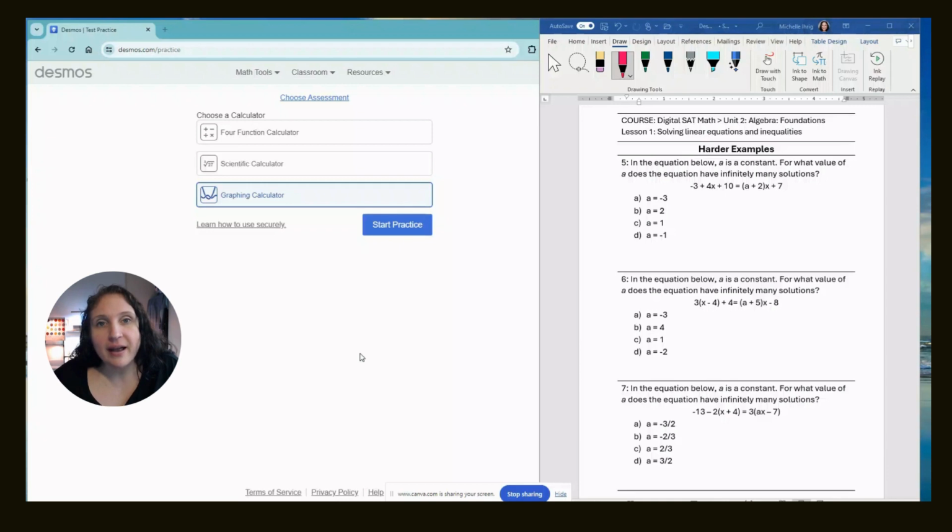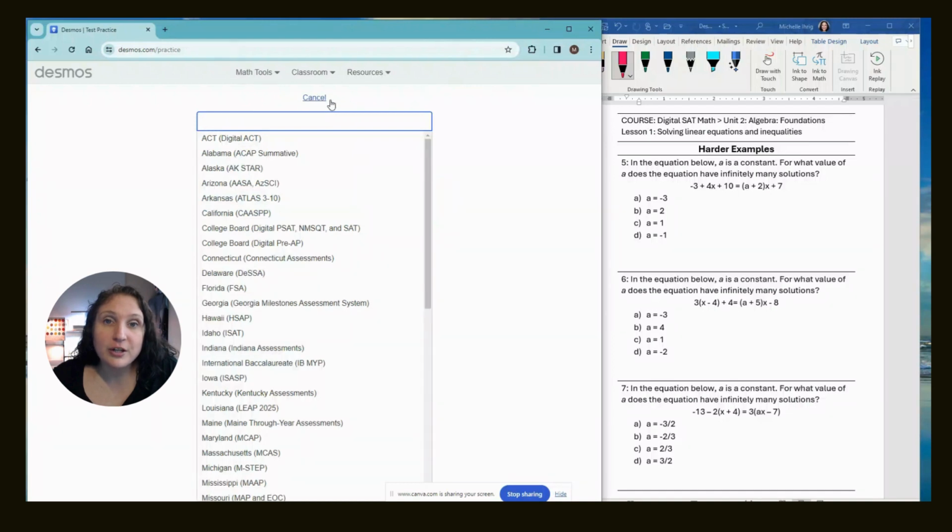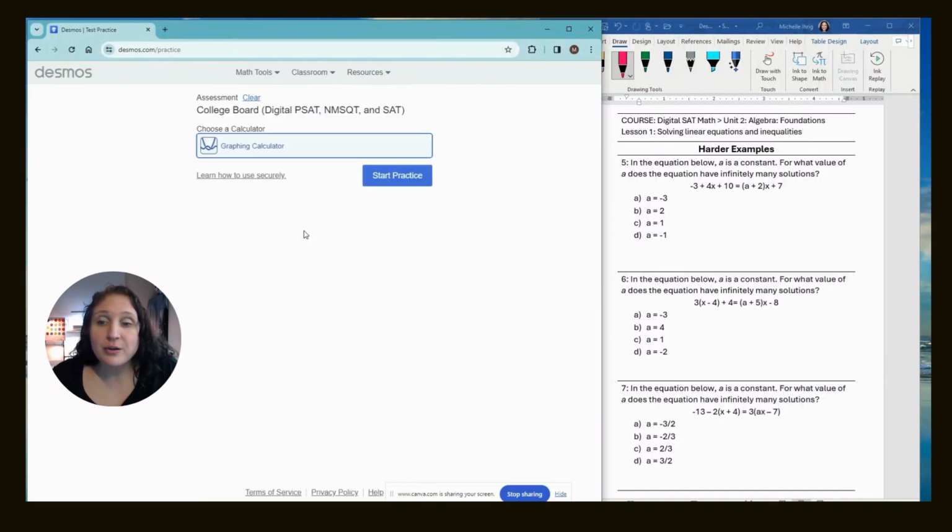We are looking at Unit 2, Lesson 1, the harder questions. So if you went to Khan Academy, in the foundations for algebra, and you are struggling with Unit 2, Lesson 1, harder questions, remember that when you go to the Desmos test practice calculator, you want to make sure you click Choose Assessment, and you want to make sure that you go down to the College Board like that.